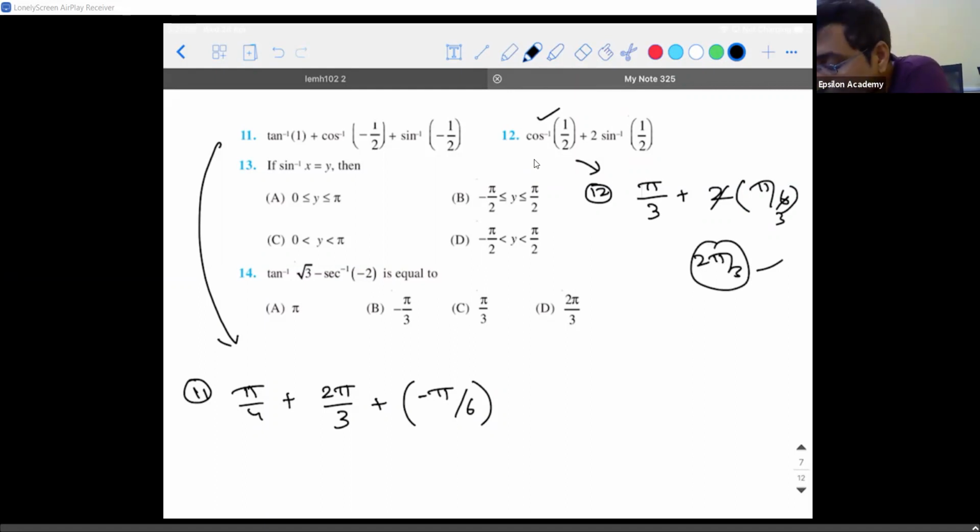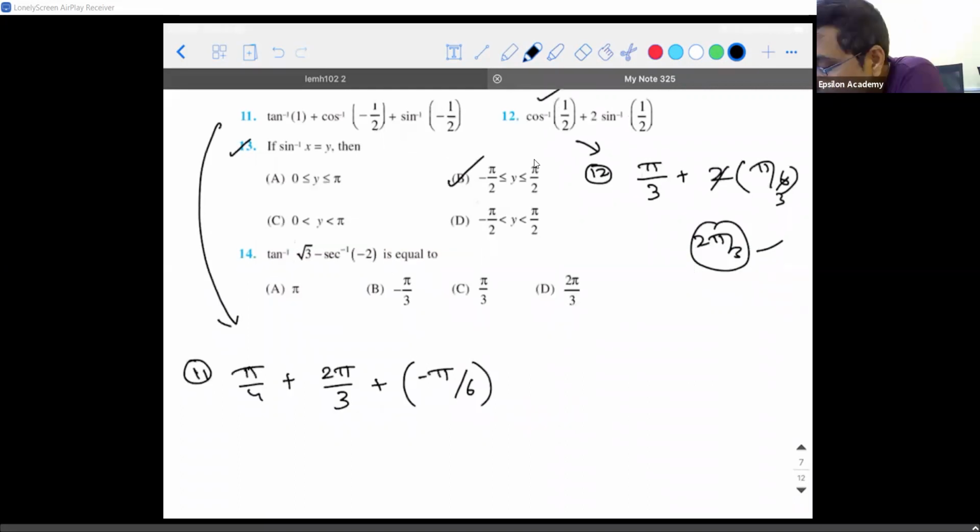So sin inverse of x is equal to y. Where will the y lie from? Sin inverse x is y, so what is the range of sin inverse of x? Just now we saw, minus pi by 2 to pi by 2. Option B or D? B.